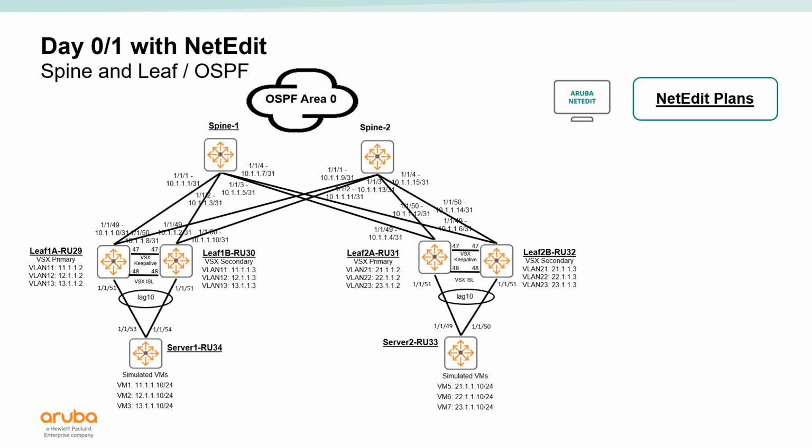Hi, this is the second video in a series of videos showing you how we can deploy a spine and leaf configuration running OSPF using NetEdit on CX switches. To this point, we've already configured the spine fabric, and in this plan, we're actually going to configure the VSX configuration on all of the leaf switches in the data center. So let's go ahead and get started.